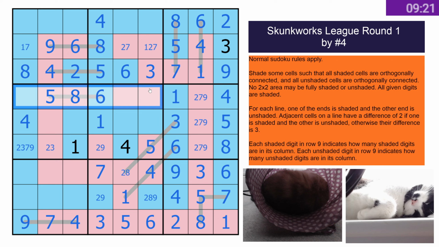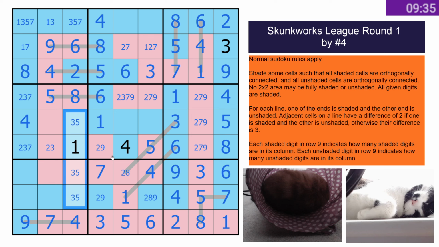Fours are there. 2, 3, 7, 9. Why have I got so many more digits than I did previously? What am I not seeing? 5, 7, 1. 3, 5, 7, 9. 2, 3, 7 with a 6 in the middle. That's not a 9. 2, 7, 8. 1s over here. Does that help particularly?